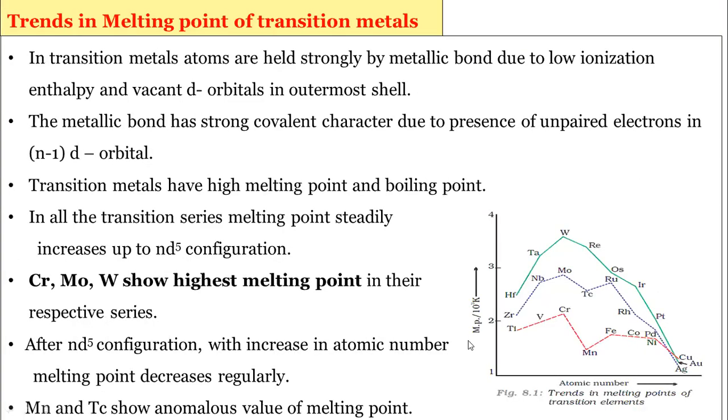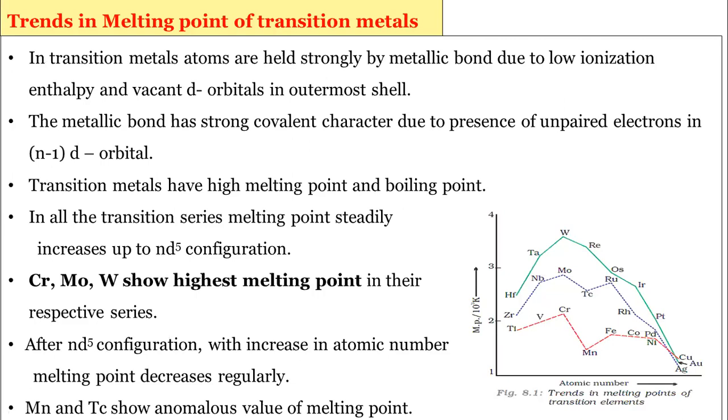So generally, from this d5 electronic configuration, up to d1, d2, d3, d4, d5, the unpaired electrons are increasing. If the unpaired electrons are increasing, then the number of covalent bonds is also increasing. So the hardness increases, and the melting and boiling points will be increasing.